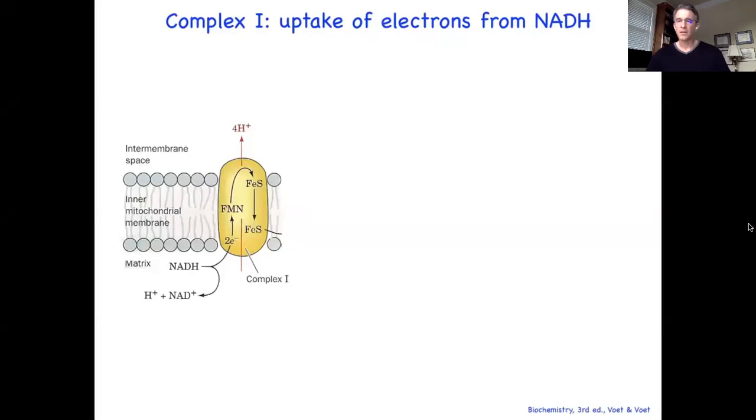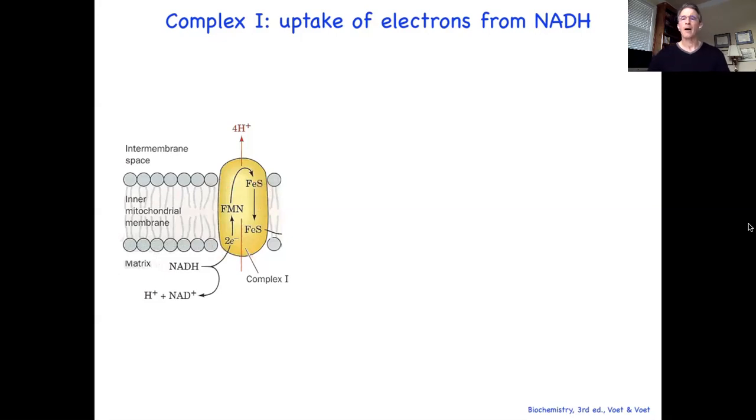Okay, let's talk about complex one, right? We're right here at the beginning of the electron transport chain. As I mentioned last time, this is the receiving point for all those NADH equivalents. All the NADH that's made in the TCA cycle and/or glycolysis that can be imported and run through this process is going to enter the electron transport chain right here at complex one.